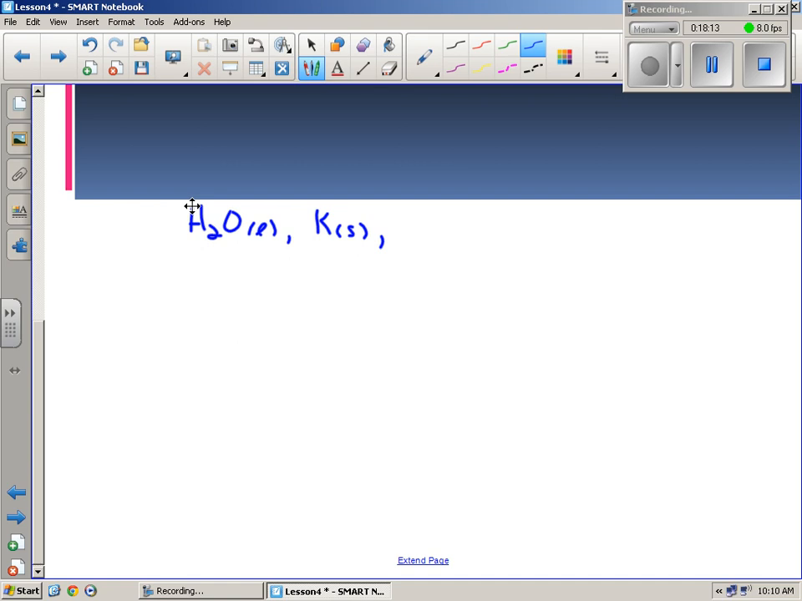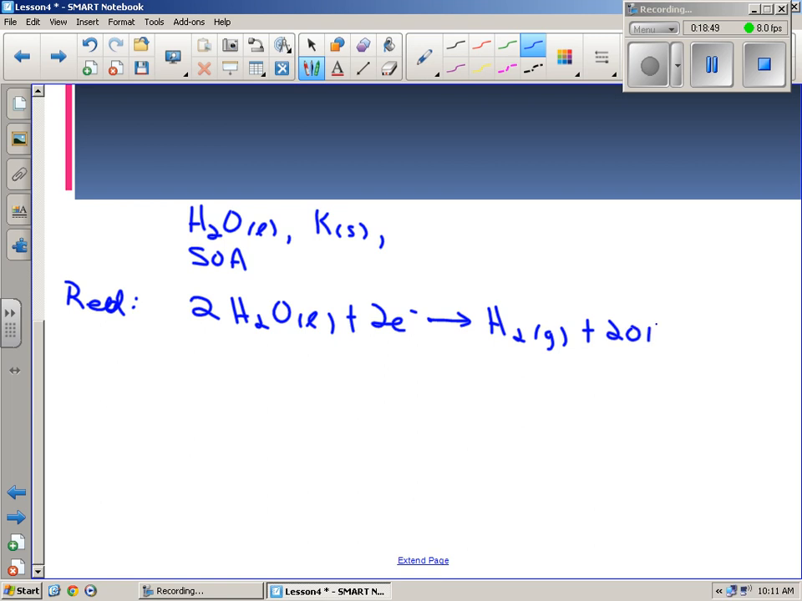Eventually, quite a ways down here, once again, H2O, where is it? There it is, about 12 from the bottom, roughly. I find my SOA, yes? And the reaction looks like this, and of course this will be a reduction half reaction. 2 H2Os and 2 electrons gives you H2 gas and 2 hydroxide aqueous. So you write that out exactly like it is.